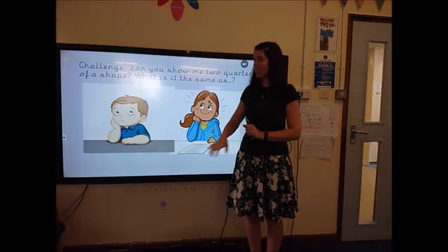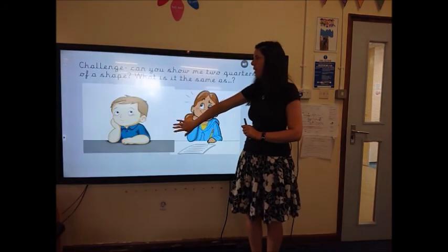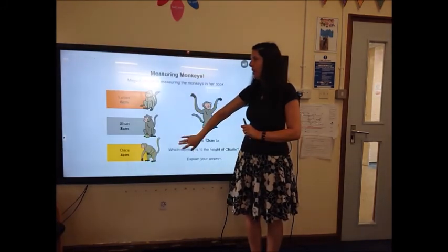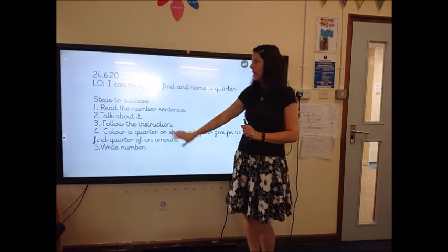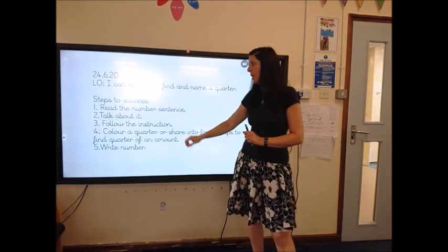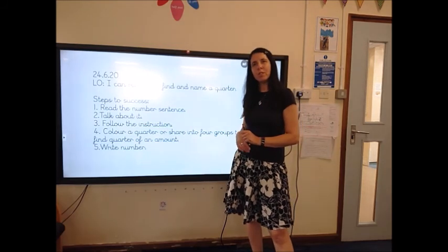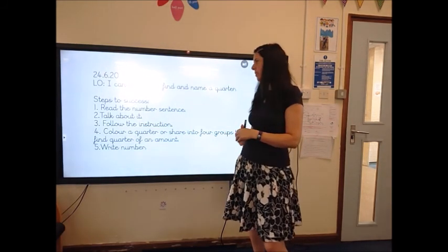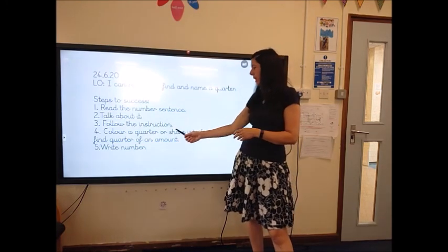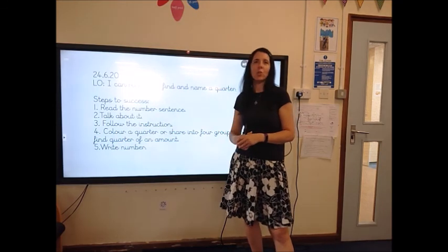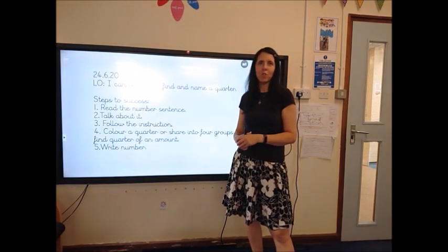So good luck today. We were having a look at a whole variety of questions today, different ones to make you think. Our steps to success are reading those number sentences, talking about it, following those instructions. So some are read, some are going to be those drawing and sharing activities. You're going to be colouring in or sharing into those 4 equal pieces and then writing your number for those ones you've solved as your answer.